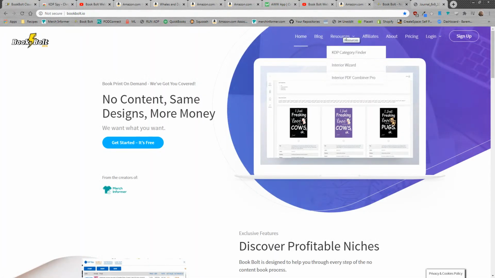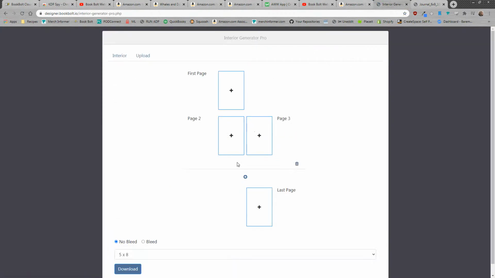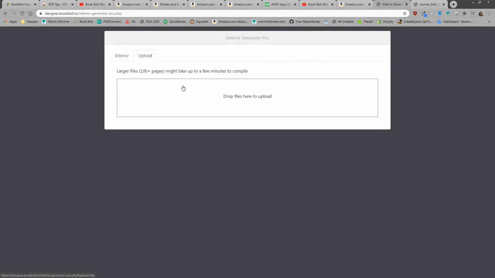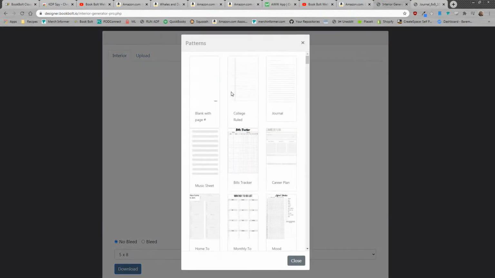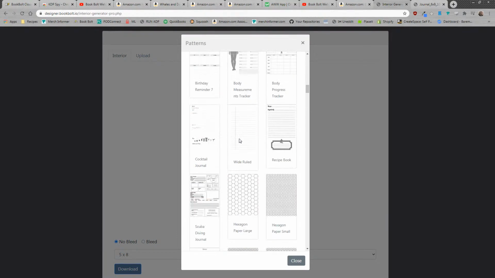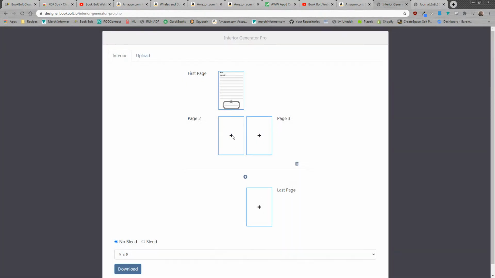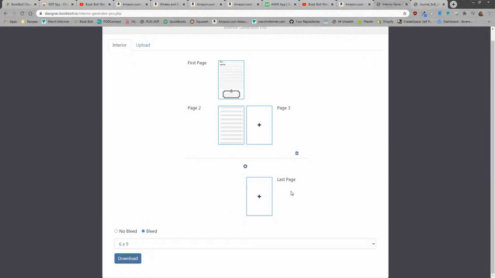Click on Resources and click on Interior PDF Combiner Pro. This is going to allow you to add a bunch of pages here. You can upload your own, and then once you've uploaded your own, you'll click the plus, and all of these in here are the ones that we offer. So you can say, hey, I want the first page to be this, and I want the second page to be this. And you just add them all up, pick your size, 6x9, bleed, and then click download. So that is how I would put them together.